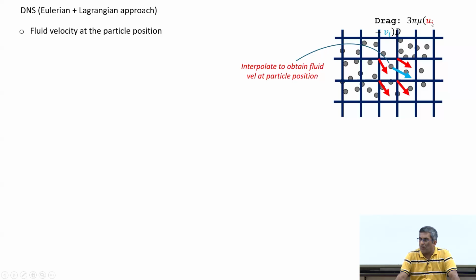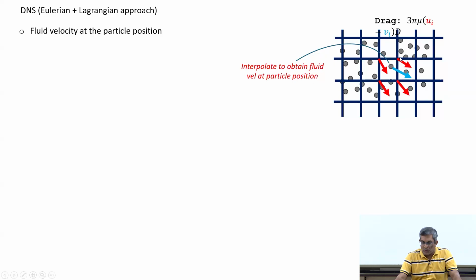The drag involves the slip velocity, u minus v. Now, v is this one, you are doing Lagrangian tracking. So, at any point of time, at any spatial location, you know the velocity of the particle. But how about the fluid velocity? What do you do with fluid velocity?